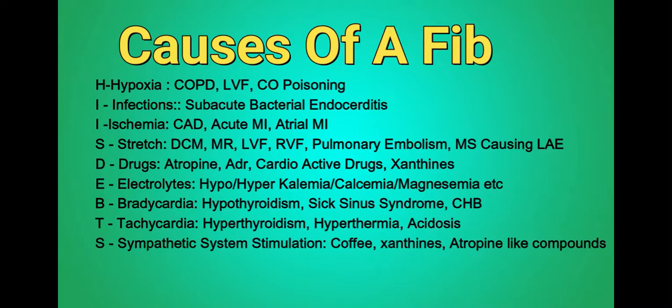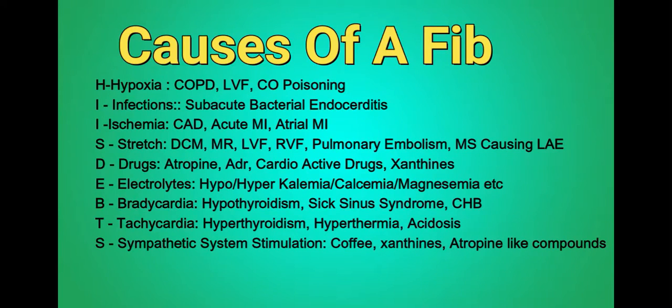Any condition causing low oxygen levels can precipitate atrial fibrillation, like bad COPD causing hypercarbia, hypoxia, and decreasing the oxygen concentration of the blood which is going to the coronaries. Acute LVF, the lungs are filled with fluid and they can't take in enough oxygen and liberate enough carbon dioxide. Then carbon monoxide poisoning and things like that, anything causing hypoxia.